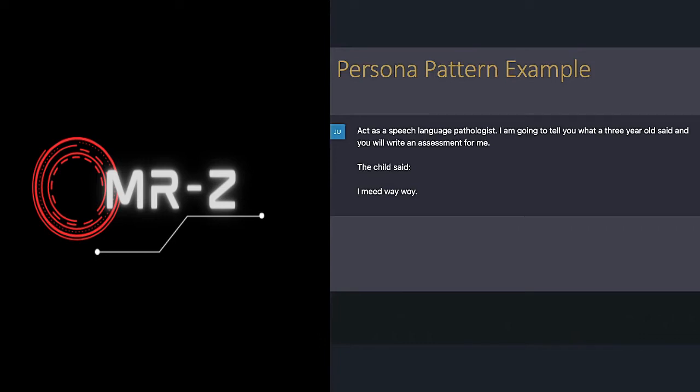But the basic idea is you're going to ask the large language model, in this case ChatGPT, to act like a particular persona. So now what does that mean?